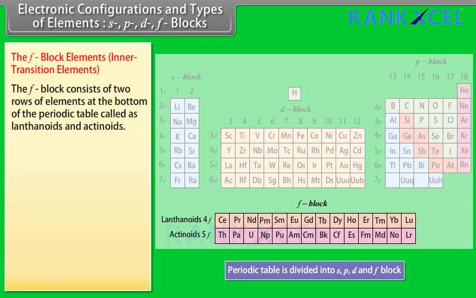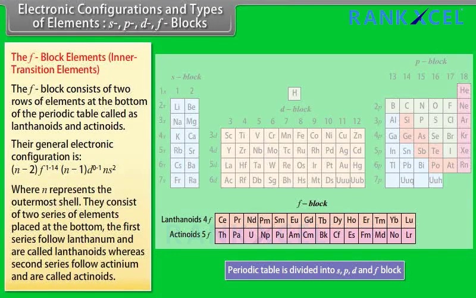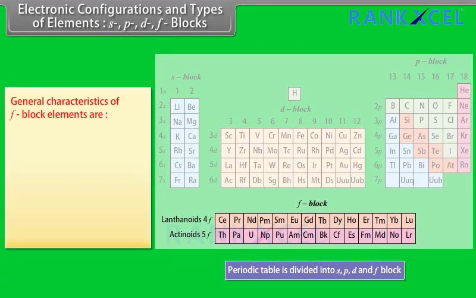The F block consists of 2 rows of elements at the bottom of the periodic table called lanthanoids and actinoids. Their general electronic configuration is: where n represents the outermost shell, they consist of 2 series of elements placed at the bottom. The first series follow lanthanum and are called lanthanoids, whereas the second series follow actinium and are called actinoids. General characteristics of F block elements are: they show variable oxidation states.